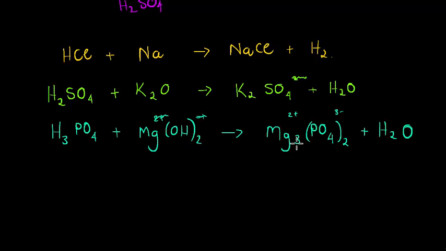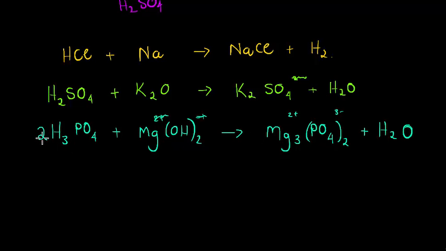Here I've got 3 magnesiums and 2 potassium phosphates. So I've got 2 of this phosphate ion here, and here I've only got 1 phosphate ion. So if I multiply this one with 2, now I've got 2 phosphates and 2 phosphates.